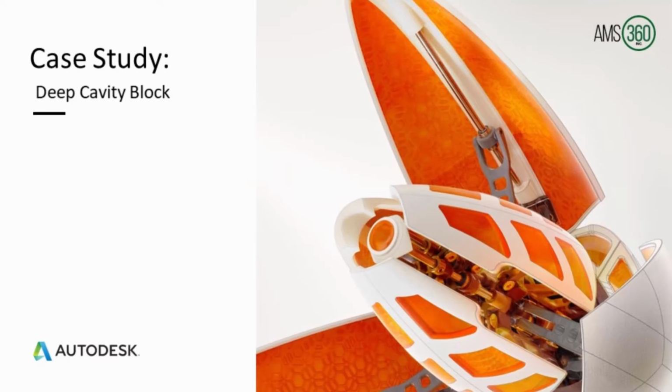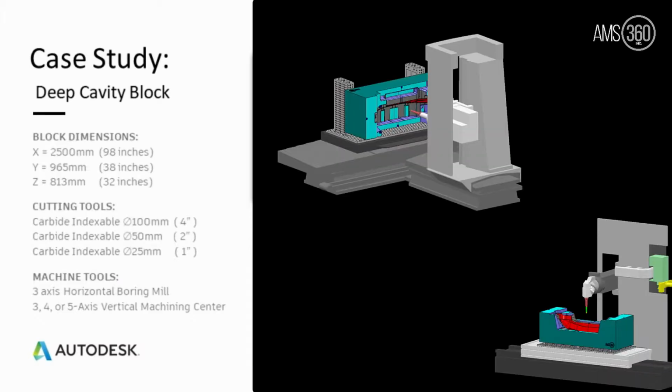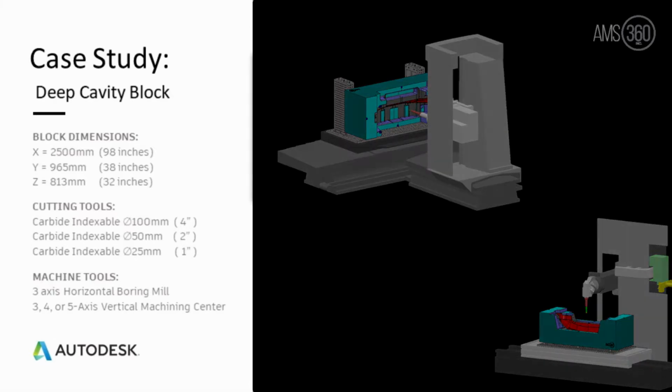Thank you for the introduction, Rob. And thanks again, everyone, for attending our presentation as we showcase the power of automation. Getting right in, we're going to look at how we can automate this deep cavity block. Now, this is a very large cavity measuring 98 inches in length, 38 inches in width, and 32 inches in height.